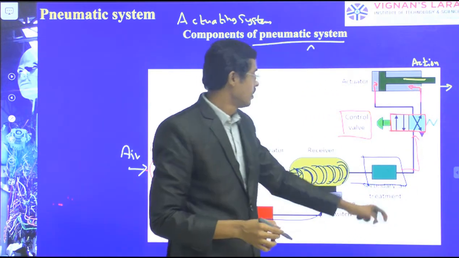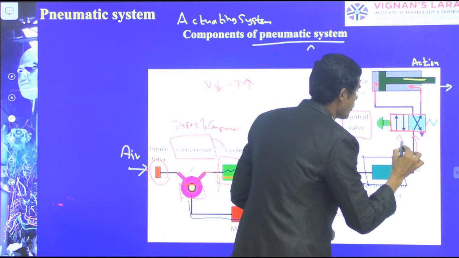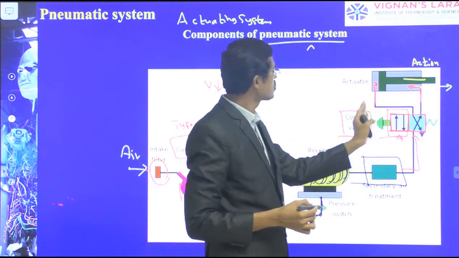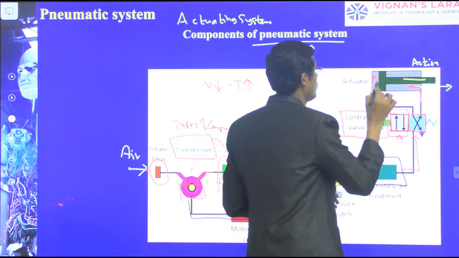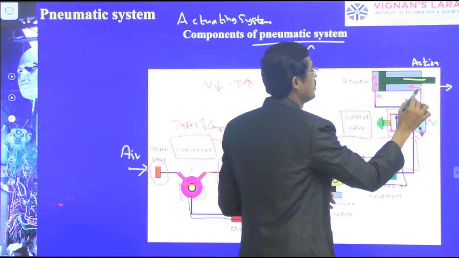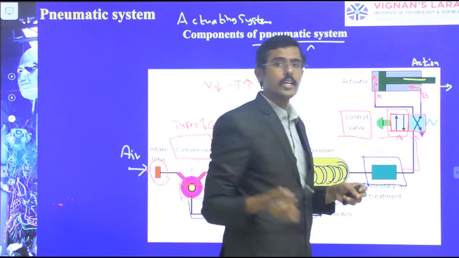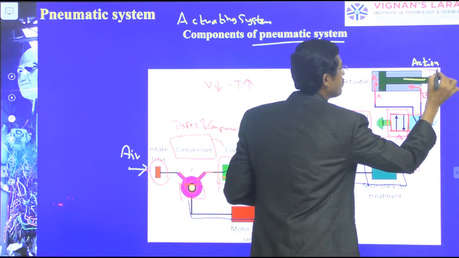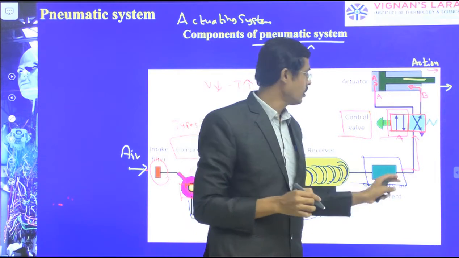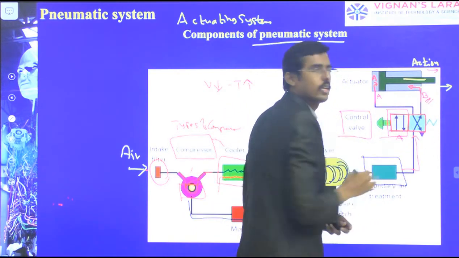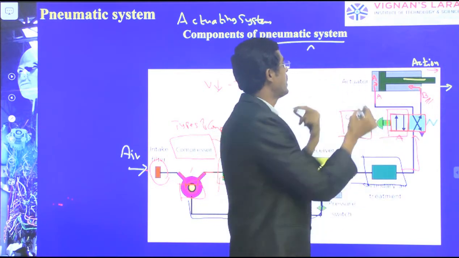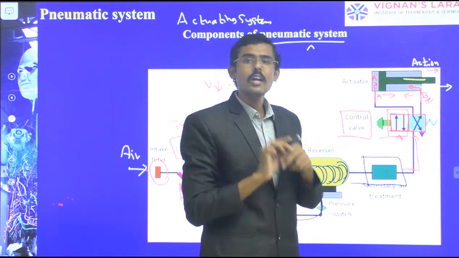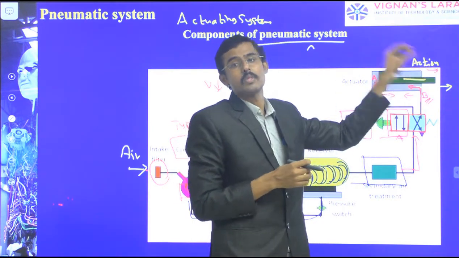So what happens when the air is at position A? The air goes through this end, this is port A, and the air coming this way is port B. When the air goes through port A, the piston moves in the right direction. When the same air goes through port B, the piston moves in the left direction, this direction. So accordingly I have actuated the piston.